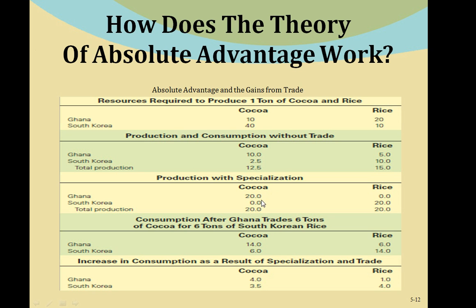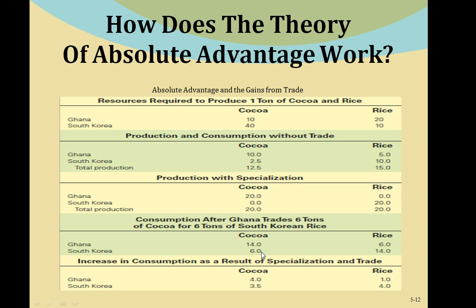So after the specialization, we have a look here. Now Ghana concentrates on cocoa and South Korea concentrates on rice. After a while they look back. Now we have trade and they are discussing the amount. Ghana says, never mind, take 6, it is okay. I sell you 6 tons of cocoa and you sell me 6 tons of rice. They agree because previously they were only able to produce 5 tons of rice, so 6 is good enough for them.